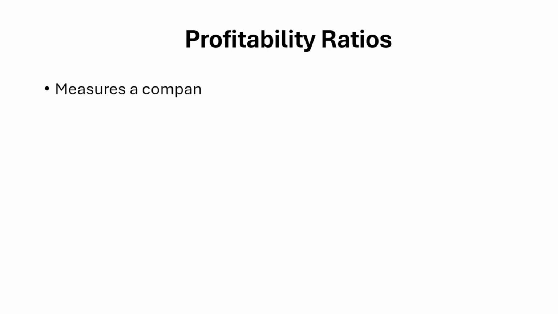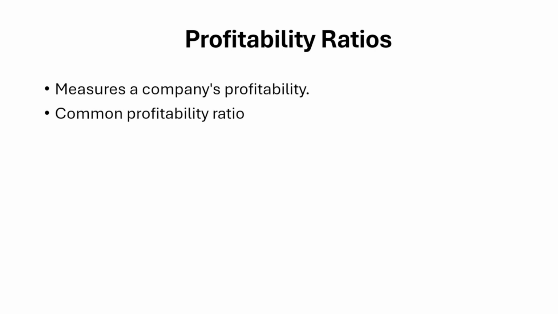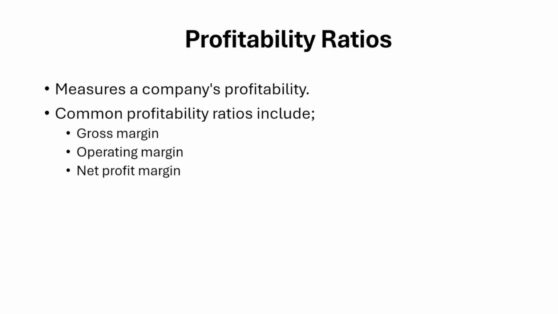Profitability ratios are ratios that measure a company's ability to make profits. The common profitability ratios include the gross margin, operating margin, and lastly, the net profit margin.